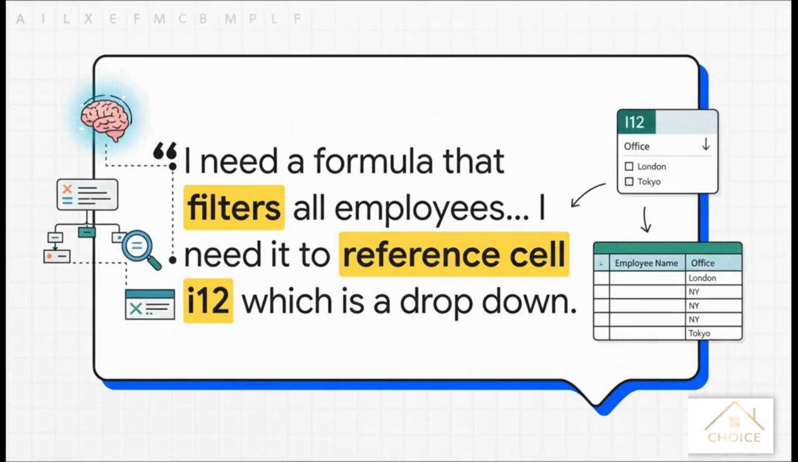Let's try another one. This time, we want to filter the entire list of employees by their office. See how our prompt is better this time? We're explicitly telling it to reference the drop-down in cell I-12 right from the start. We learned from our first try, and because of that, we get the perfect dynamic formula on the first attempt.